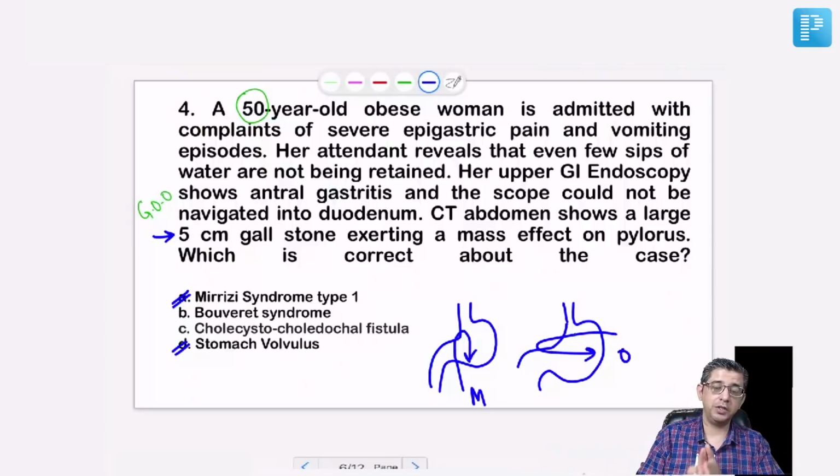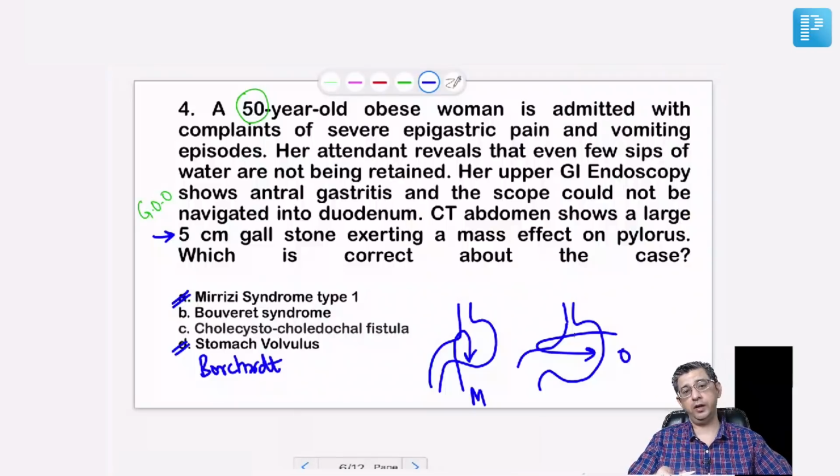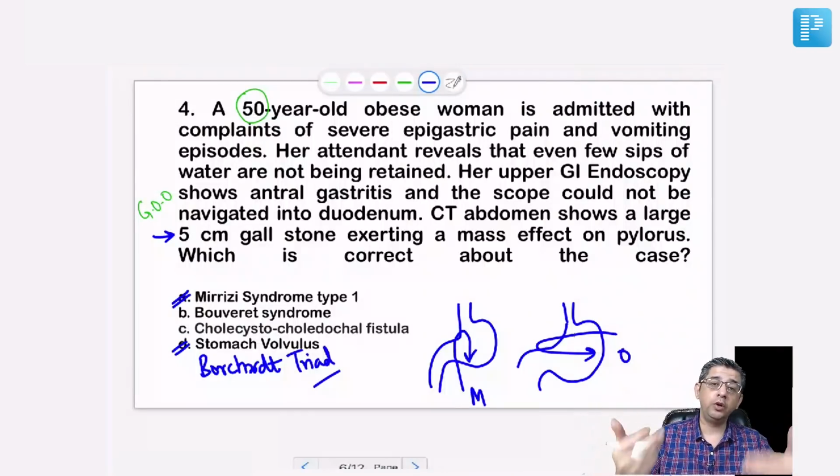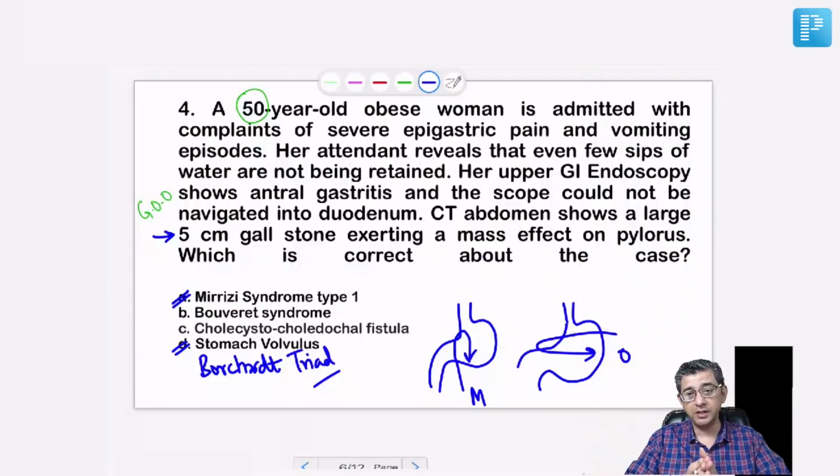Stomach volvulus per se should always have the presence of a Borchardt triad. In Borchardt triad, there is always an NG tube not being navigated forwards. But in this particular question, there was no mention of any NG tube not being able to navigate forwards. In fact, the NG tube will not even go into the stomach when the stomach is folded on its axis. In this case, the gastroenterologist doing upper GI endoscopy could send the scope into the stomach. In stomach volvulus, the scope will not even go into the stomach. Here, the problem is not in the stomach, it is after the stomach.